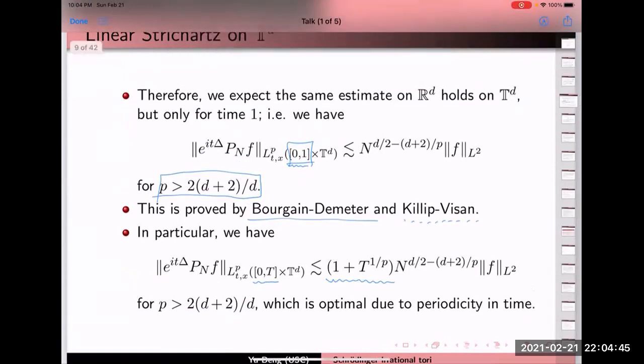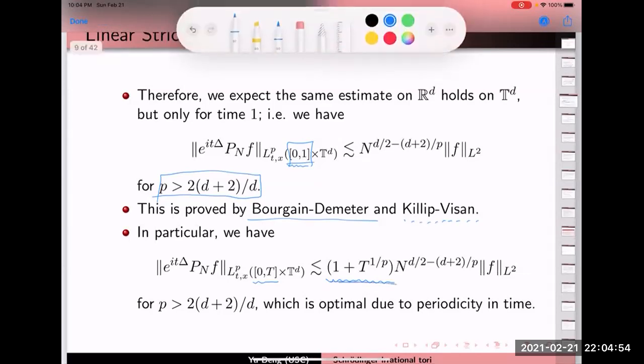Okay. So now you have seen two cases: the case of Rn and the case of the torus. You see, we get this optimal in the Rn case. We just have one.